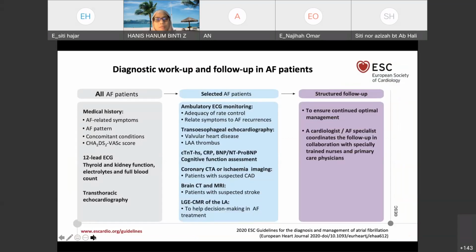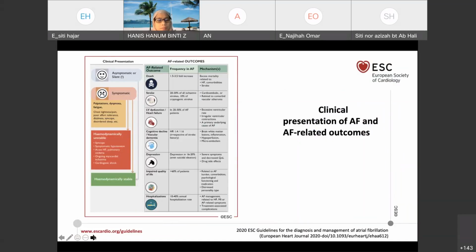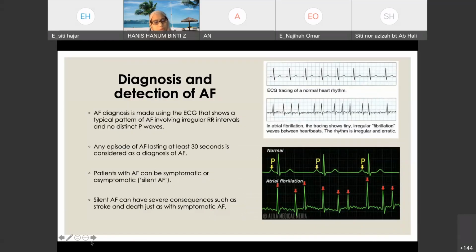So when I say symptoms, what do I mean? From what you have watched in the videos, what are the symptoms of AF? Can you share with me? Hello, anyone? Symptoms of AF? Okay, dizzy. Ya ada, but okay, tiredness. Lagi, what are the very common symptoms? Palpitations, that's right. Palpitation.